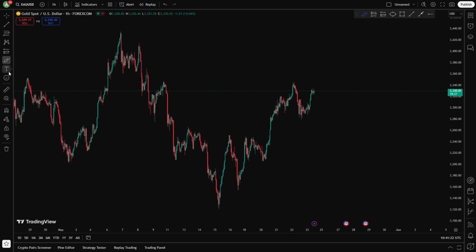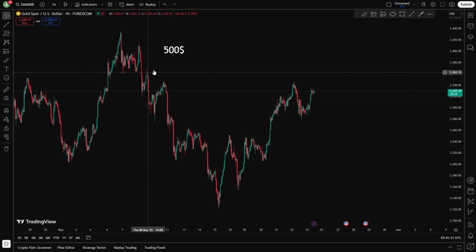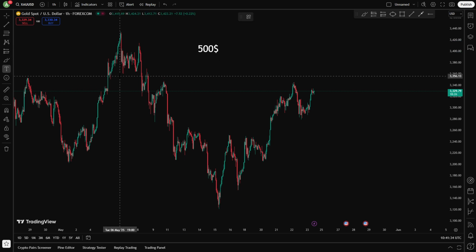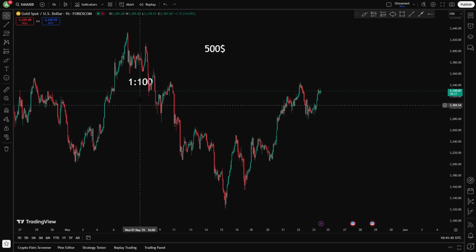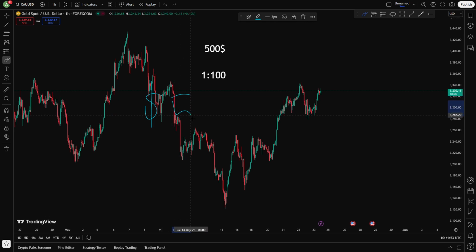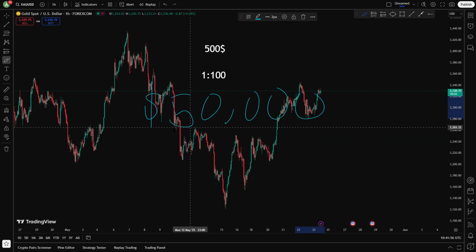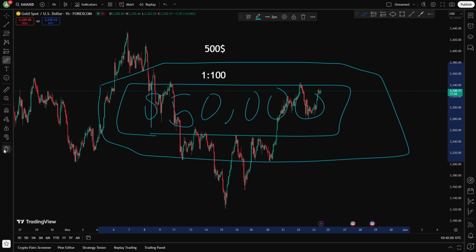So let's say that you deposit something like $500 and use 1 to 100 leverage. This means that you can trade up to $50,000 worth of currency, okay? You can trade up to $50,000 worth of any currency. That's basically your position size. This is your position size right here.